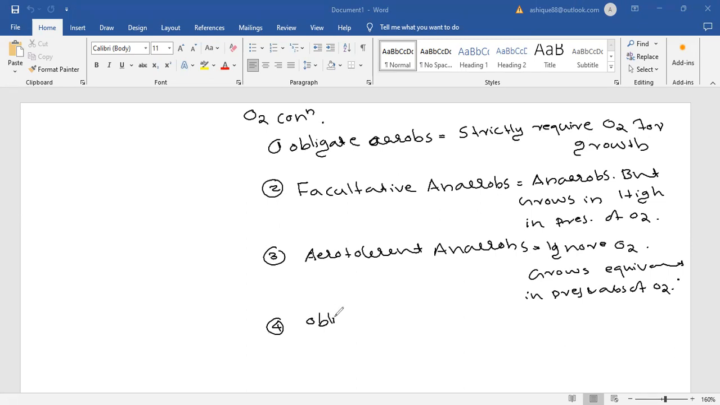The fourth group is known as obligate anaerobes. What are obligate anaerobes? They can't grow in the presence of oxygen. But facultative anaerobes are anaerobes that grow highly in the presence of oxygen, whereas obligate anaerobes can't grow in the presence of oxygen. That is obligate anaerobes. The fifth group is microaerophiles.